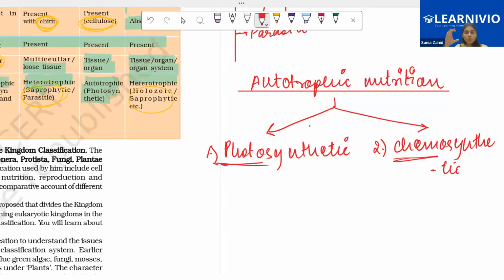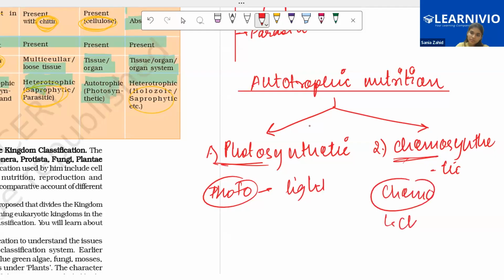What do we understand by photo and chemo? See, the word photo means light, and the word chemo means chemicals. Okay, photo means light and chemo means chemical. So basically, when plants are making their food with the help of light as the energy, then they are known as photosynthetic autotrophic nutrition. But when they are using chemicals as the energy source, okay, they do not have light, instead they have chemicals as the energy source, then they are known as chemo. Okay, so the two modes of autotrophic nutrition, you understand?